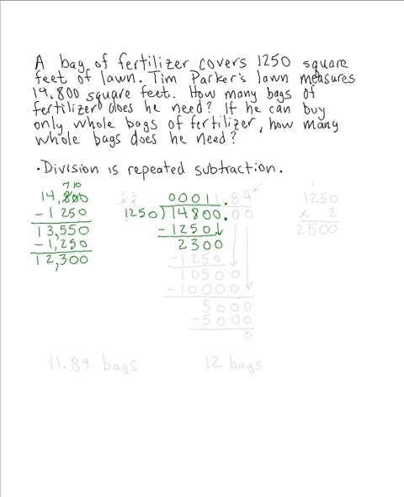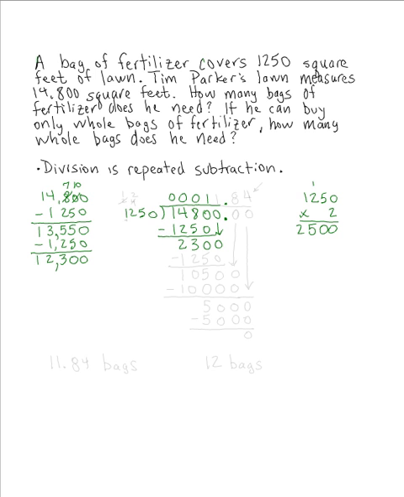Let's step over here to the side of our problem and find out what we get when we multiply 1,250 times 2. We're hoping that the result is equal to or less than 2,300. But since we don't know, we just have to try and see what we get. 2 times 0 is 0. 2 times 5 is 10, so we write the 0 and carry the 1. 2 times 2 is 4, plus the carried 1 is 5. 2 times 1 is 2, so we have 2,500. Well, apparently 2 won't work, because 2,500 is larger than 2,300.